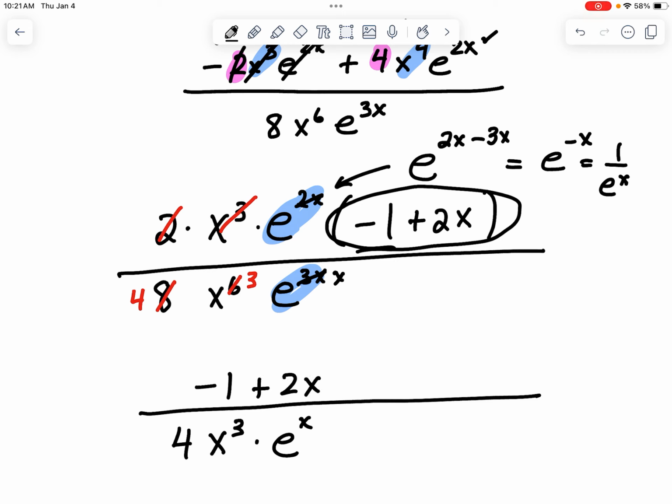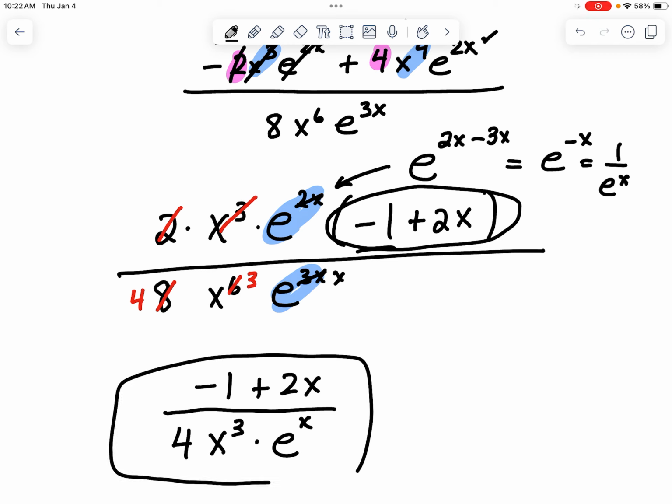So it looks like I didn't need that big old division sign. It's not that big, just like this. And Bob's your uncle.